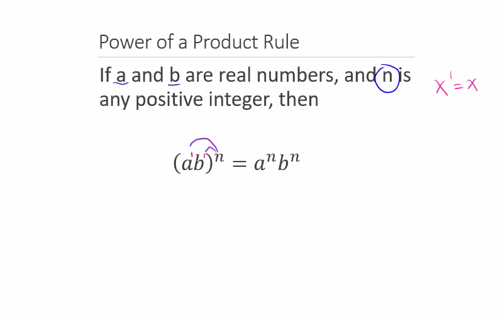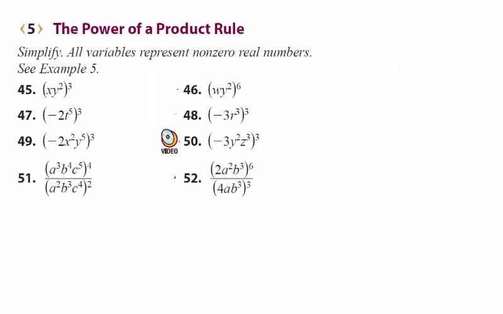So let's take a look at some examples. This is from the book, number 46, section 4.1. I'm going to first think about, okay, this is w to the first power. If I don't have an exponent, there's always a 1. One of the reasons I put that is that this exponent here, the 2, only affects the y, not the w.